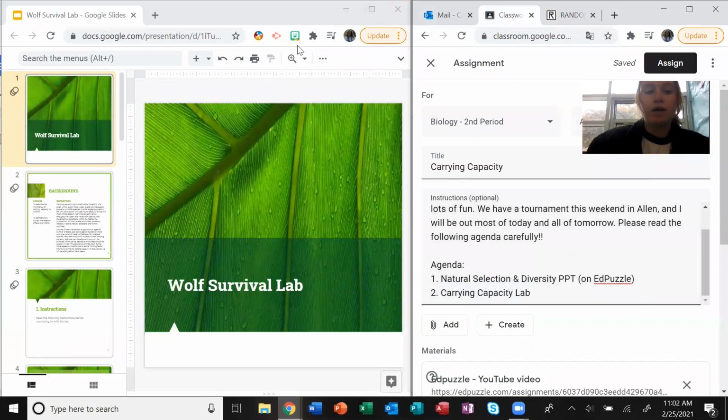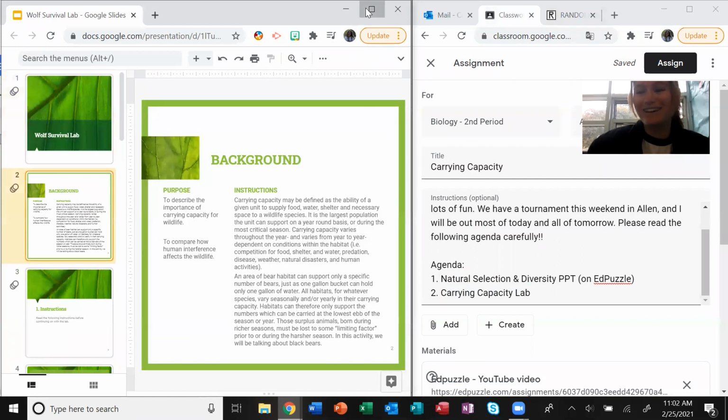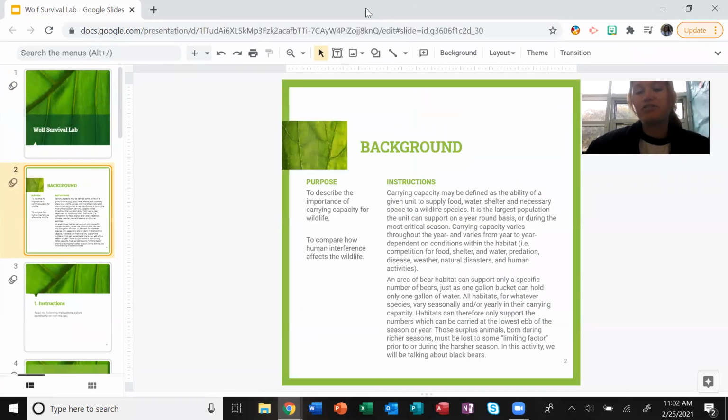All right, so we're going to need a few things. We're going to need to understand what carrying capacity is first. You should have already watched the Edpuzzle. It's very short. Answer a few questions. You got the attendance link at the end. And then we're going to do this lab, obviously.